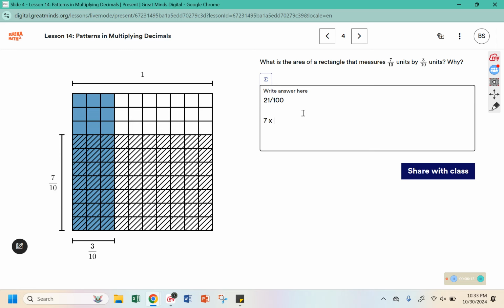Well, 7 times 3 is 21, and 10 times 10 is 100. We have 21 boxes double shaded out of 100 boxes total.